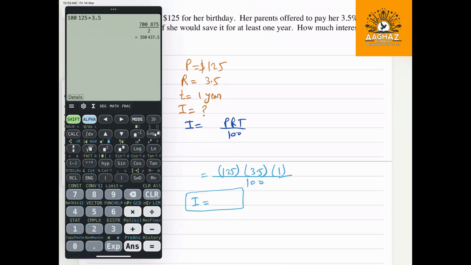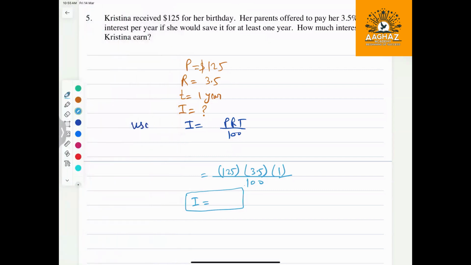You can see the answer of interest will be 3.5, and I think some calculation is missing. 125 multiply 3.5 over 100. So the answer is 4.375. This $4 will be the answer of the interest of this question. Okay. So see this question. If you have any problem, you can tell me.